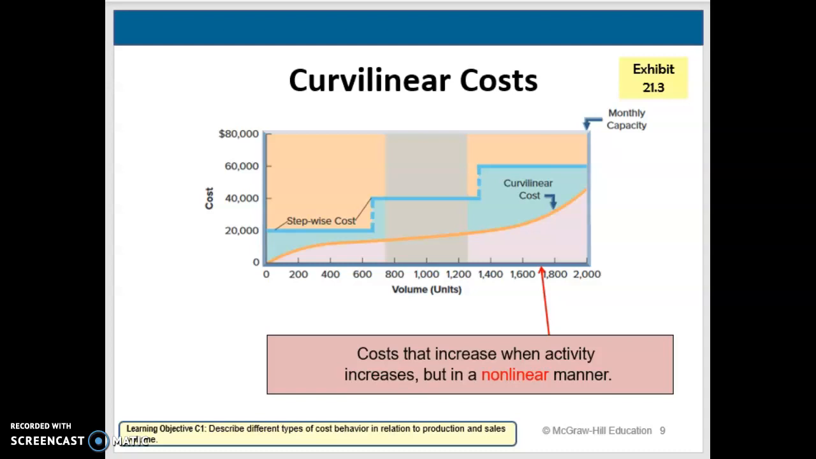An example of a curvilinear cost is total direct labor cost when workers are paid by the hour. A company might add new employees assigned to specialize in certain tasks.